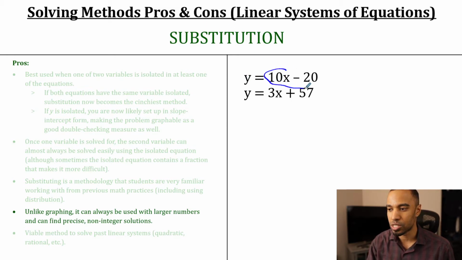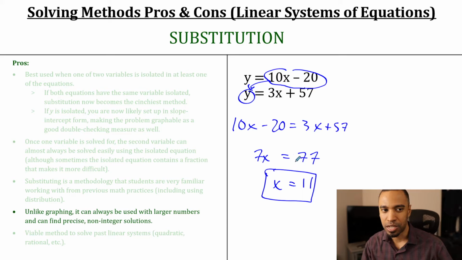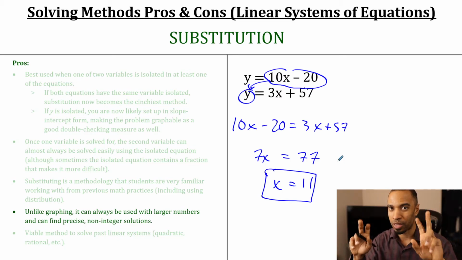If y equals 10x minus 20, 10x minus 20 can take the place of that y, and I have 10x minus 20 equals 3x plus 57. Okay? If I subtract 3x from both sides and add 20 to both sides, and then divide both sides by 7, I get x equals 11. Now keep in mind, I'm not done, and that's going to talk about probably one of the cons later. You've got to remember, this is an ordered pair. We need to find out the point where they intersect.